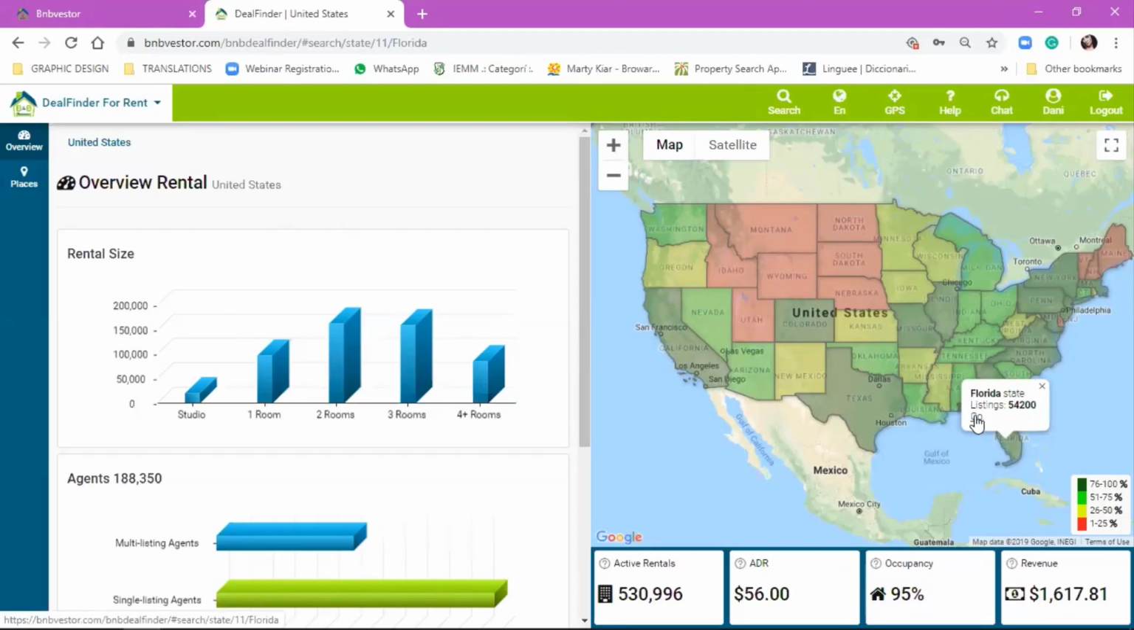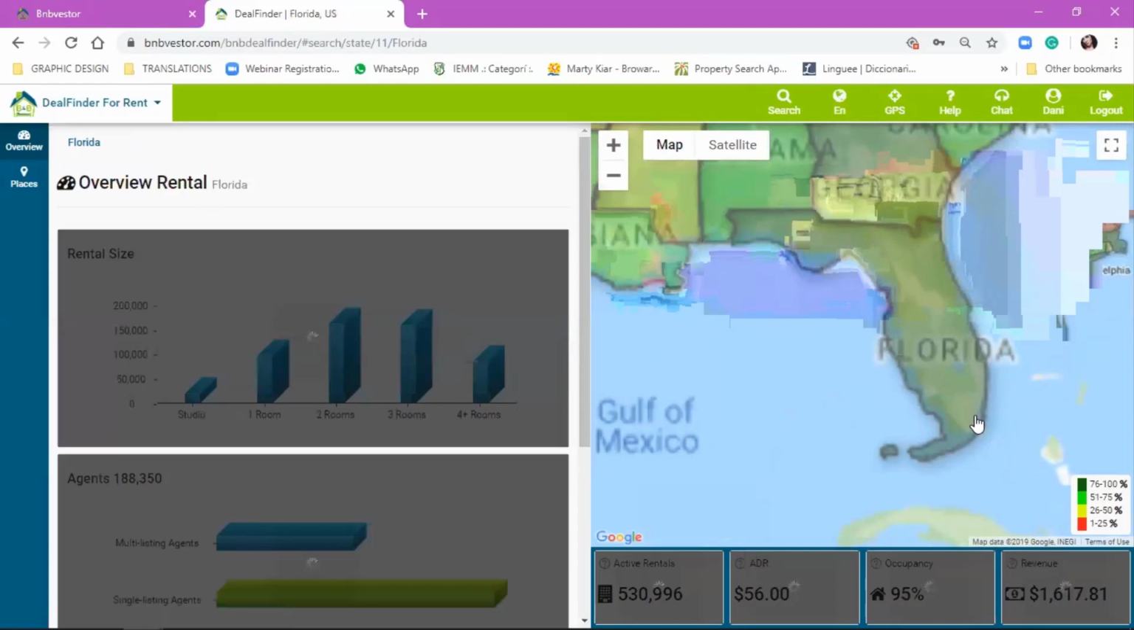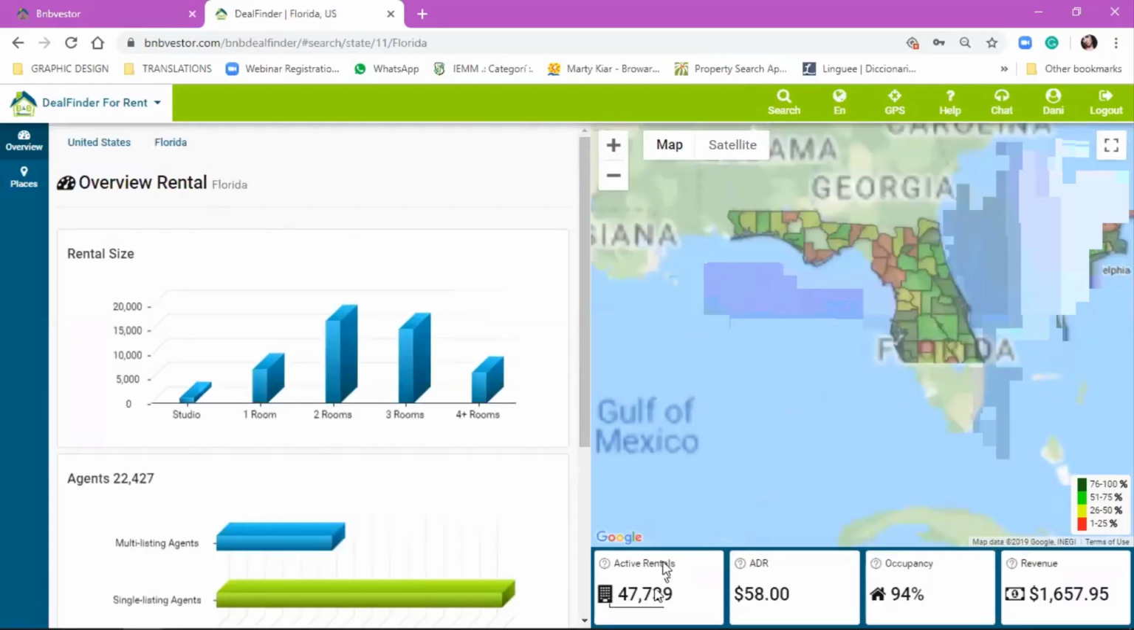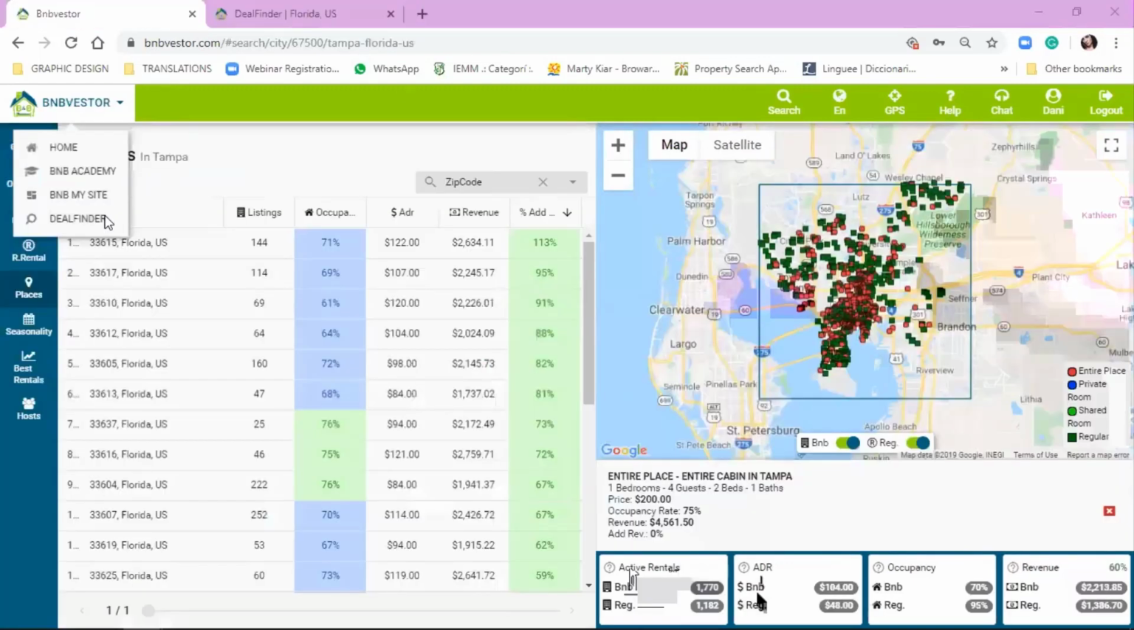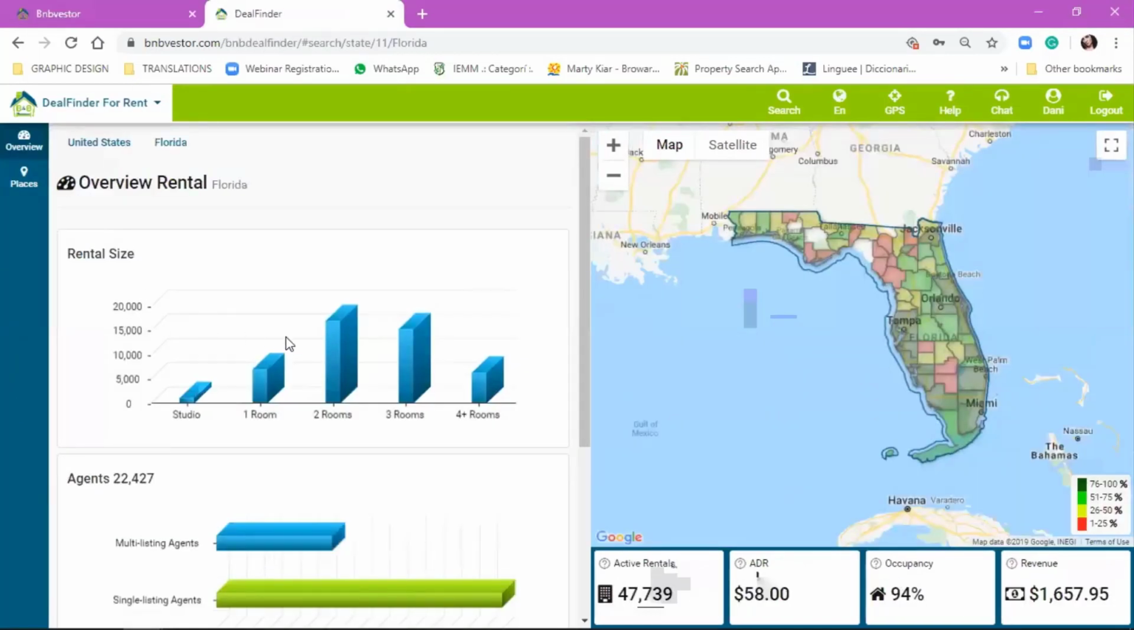Okay, now if you notice down here, we only see active rentals. This means active regular rentals. I don't give you any comparison of B&B rentals because that is in our overview of the regular Bnbvestor, okay? Here we're in the deal finder for rent.